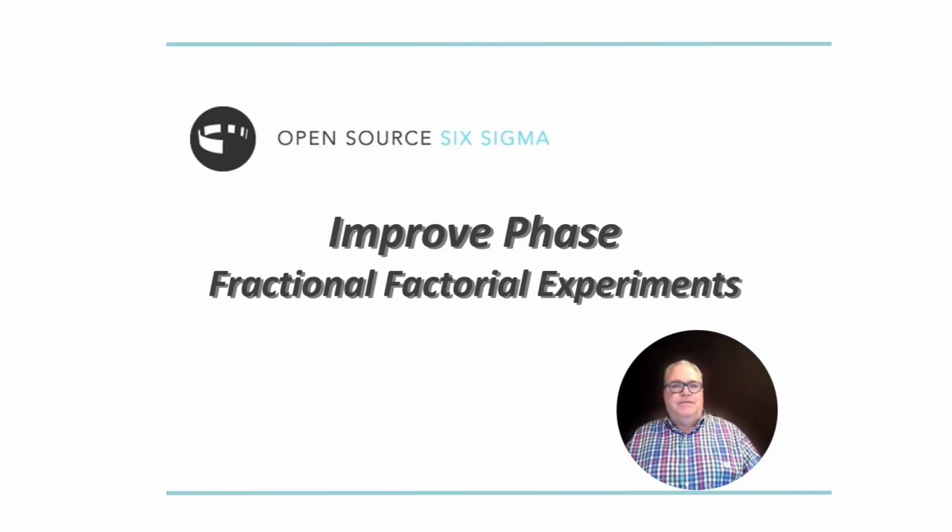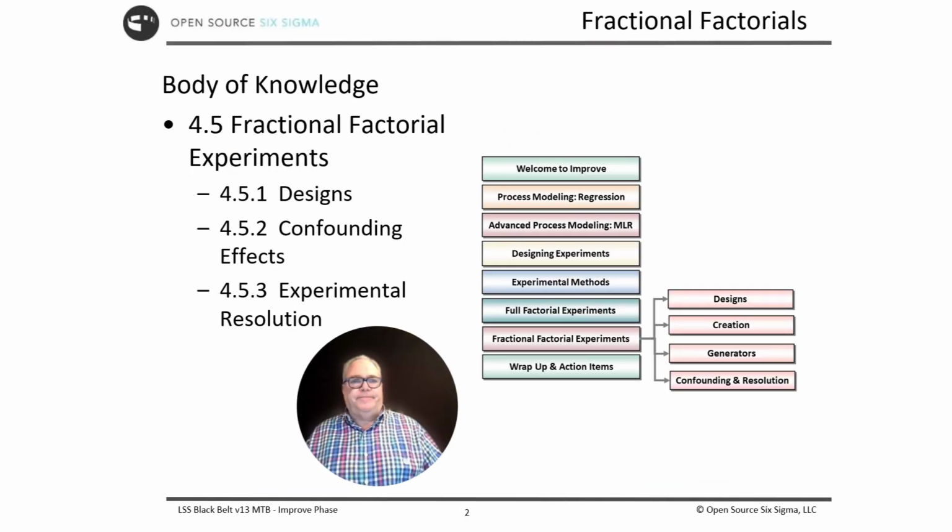Continuing our series on experiments, we're going to look at fractional factorial experiments that are built off original 2 to the k's. As we look at fractional factorial experiments in this section, we'll look at the different kinds of designs, the downside of fractional factorials, the confounding effects, and then the nomenclature or experimental resolution of the different types of fractionals we can run.